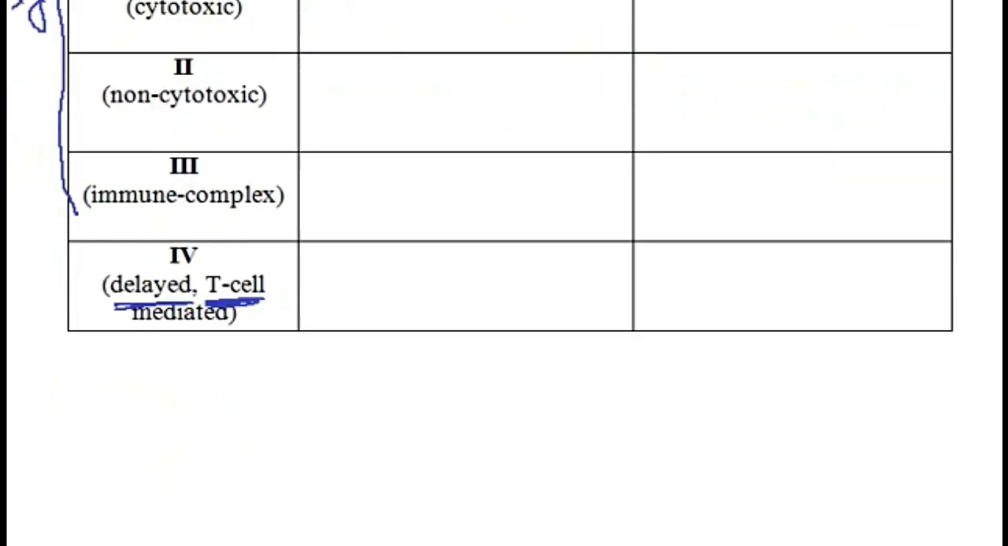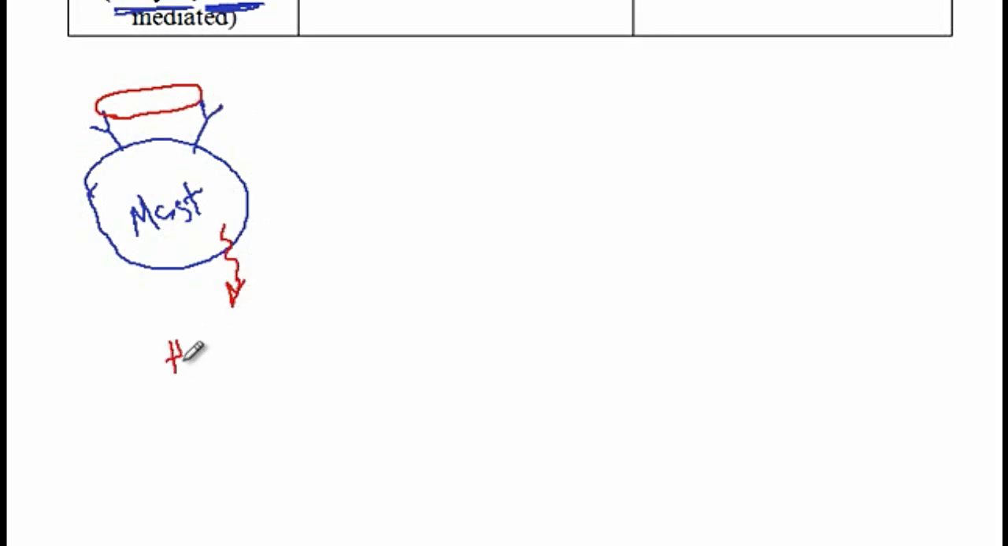So let me draw this process for you. So if you have a mast cell which has the IgE receptors, and if an antigen cross-links these IgE receptors to each other, it causes the degranulation of the mast cells, so the histamine will be released and cause the allergic reaction.